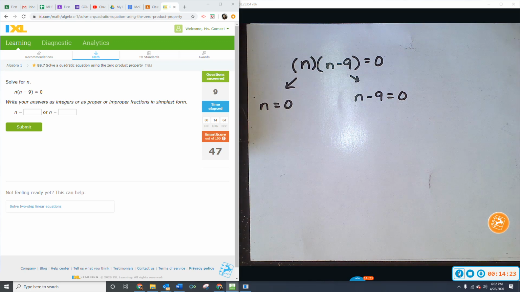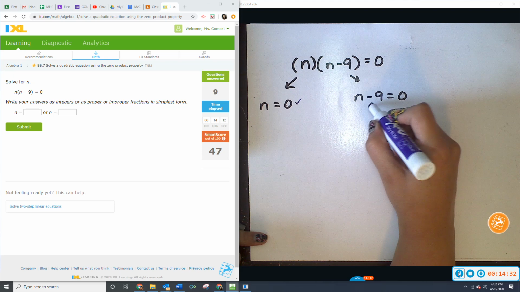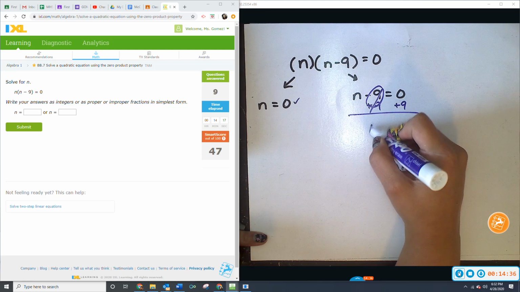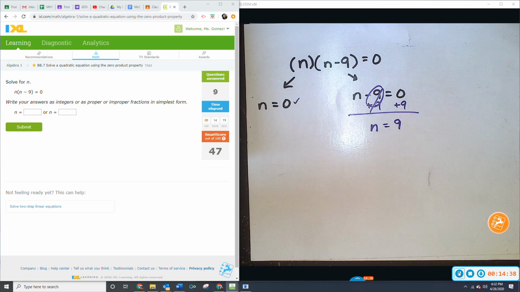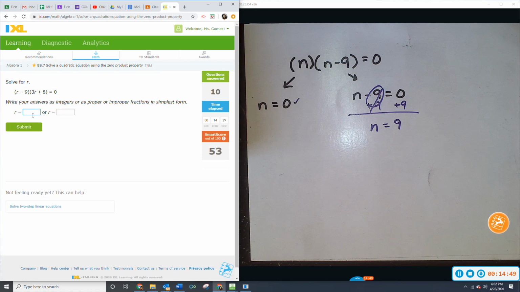Well, I don't have anything to do over here, so that's n is equal to 0. Here, I can add 9 to both sides, leaving me with n is equal to a positive 9. Oh, goodness. Made a silly mistake there. So let's put 9 and 0. Okay. I'm actually going to just skip this real quick so I can get onto a harder problem.